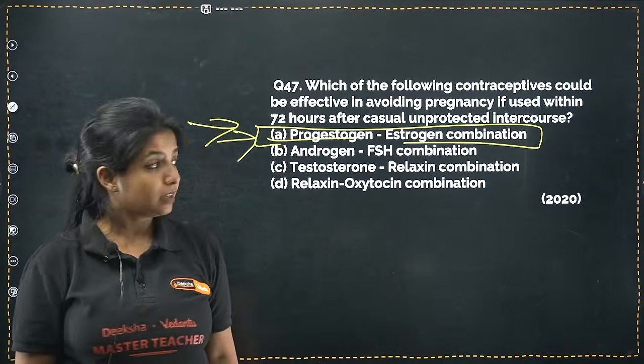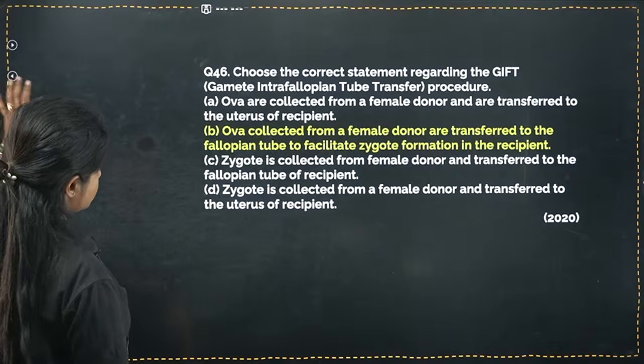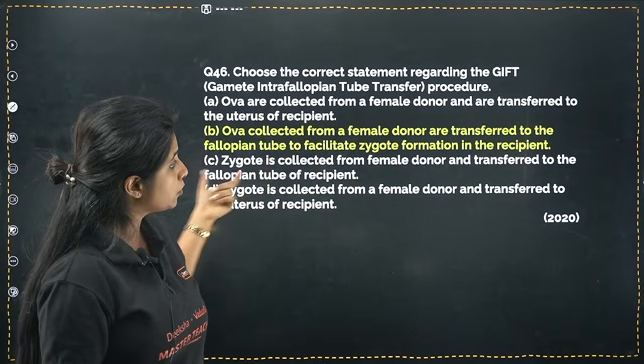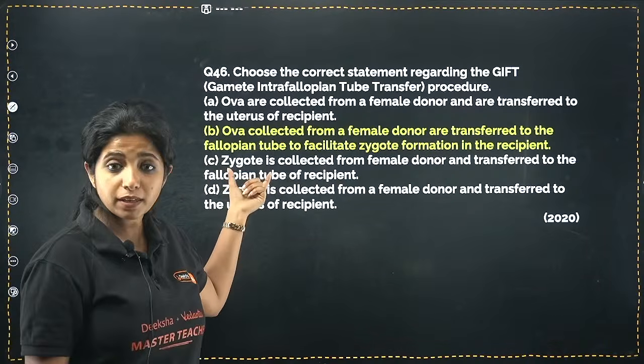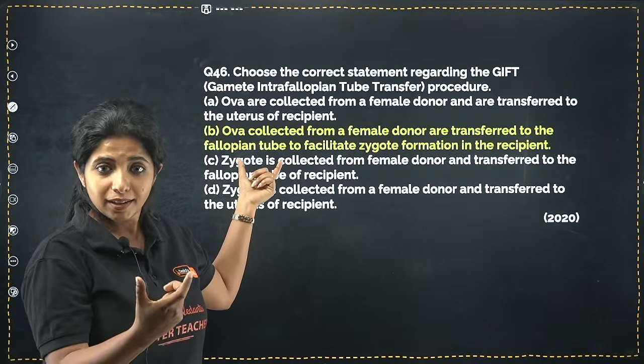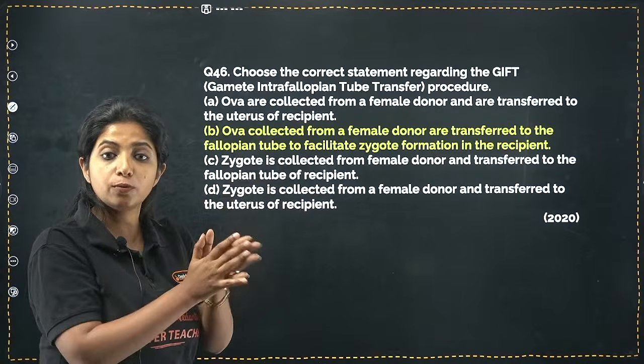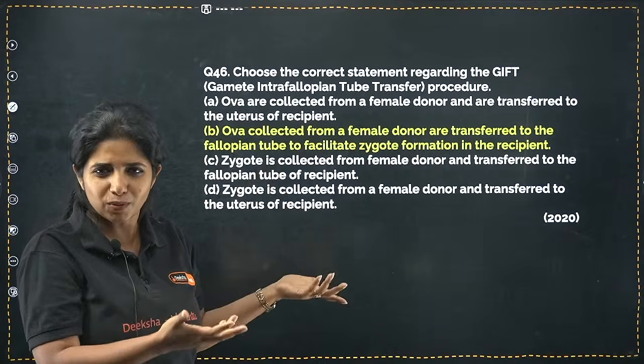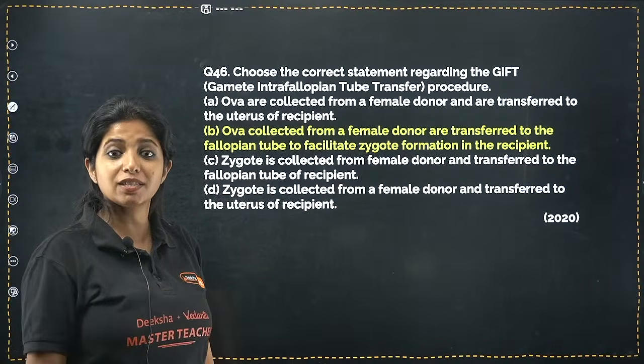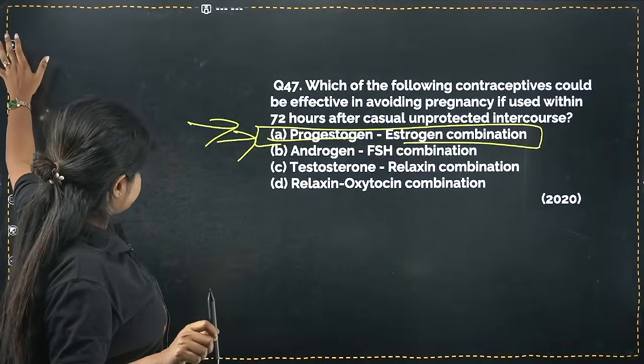Sorry, the 46th question you were asking. Zygote is collected from a female donor, transferred to the fallopian tube. Zygote is not being collected. No, ova is collected. Ova is being collected. So here zygote is being written. Zygote means ova and the male gamete are fused outside, and then it is, no, that is basically a different thing. That is ZIFT, not GIFT.